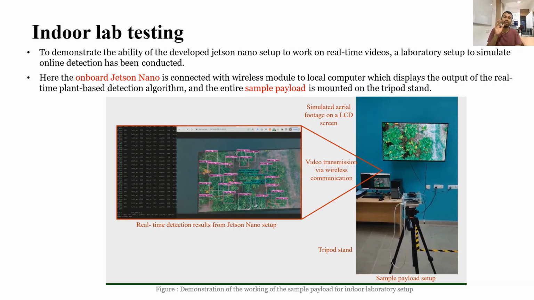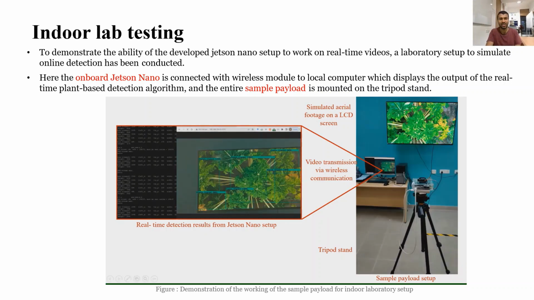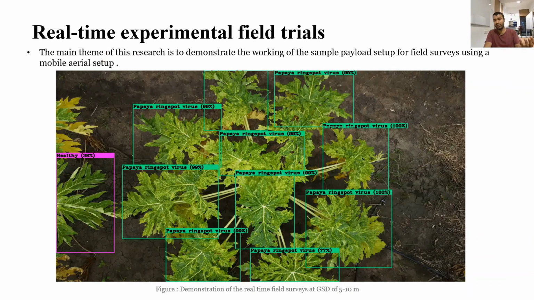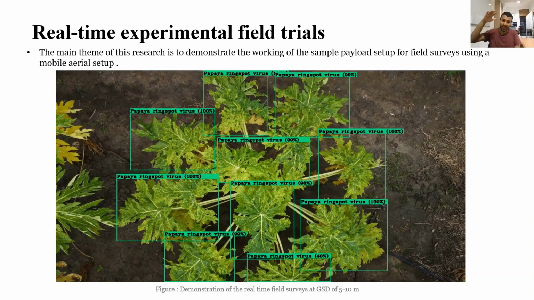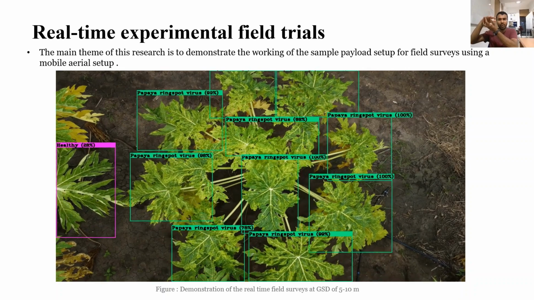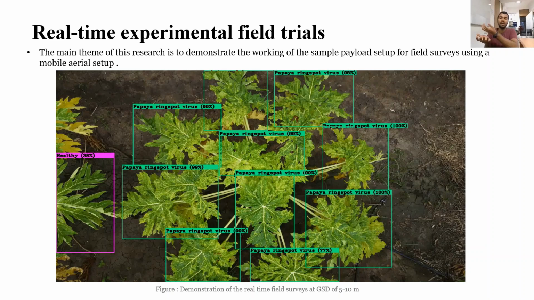So after demonstrating the utility of the sample payload setup, the next thing was to integrate it with a mobile aerial setup and prove its effectiveness in a real-time agricultural scenario. So you can see over here that we were able to successfully implement the mobile aerial setup with the sample payload, which consists of a deep learning architecture running on sample videos recorded on the go. And the results are pretty satisfactory, where we are able to detect the affected plants from the healthy plants.